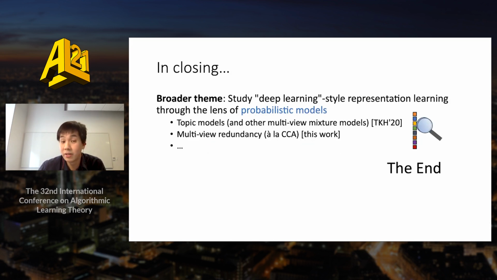In summary, our work shows that a generic multi-view redundancy assumption can be used to theoretically justify contrastive learning. Our work is part of a broader agenda to understand modern representation learning methods used in deep learning through the lens of probabilistic modeling. We believe that this approach can lead to new insights about these methods that are grounded in well-understood modeling assumptions, and eventually suggest new forms of representation learning for new applications.